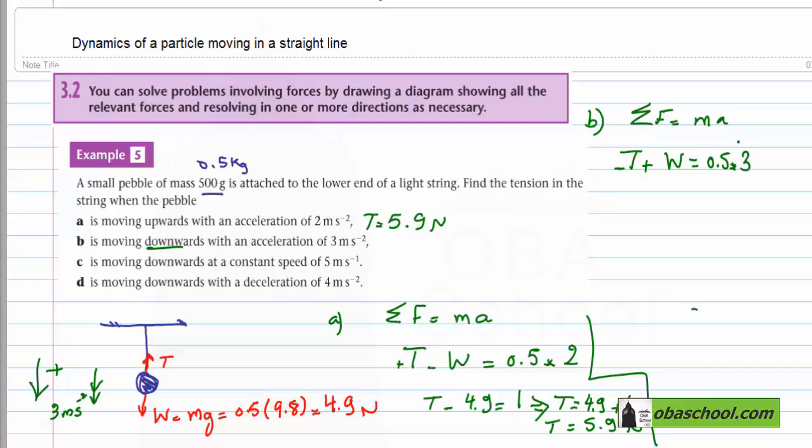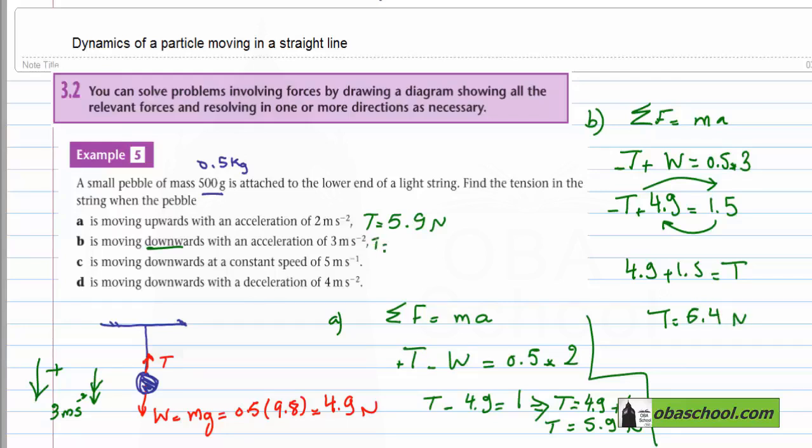Acceleration this time is 3 meters per second squared. This results in negative T plus 4.9, that's equal to 1.5. This is the product of 0.5 and 3. Let's move the 1.5 to the left and the negative tension T to the right. Then the equation rearranges into 4.9 plus 1.5, that's equal to T. T then is equal to 6.4 newtons, which is the tension in part B.